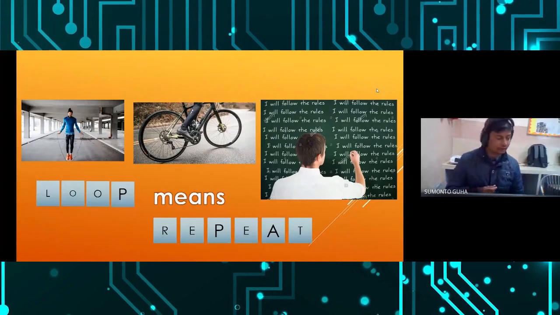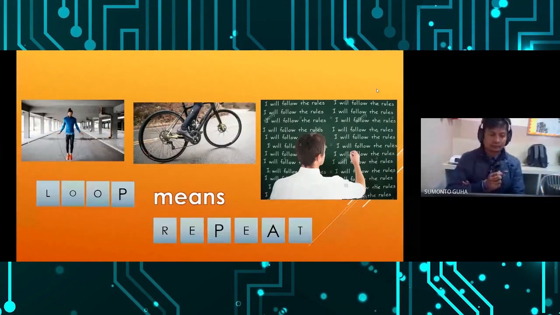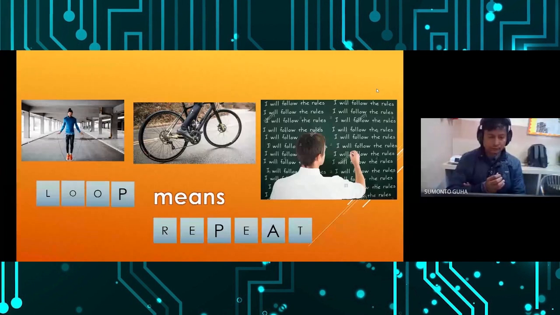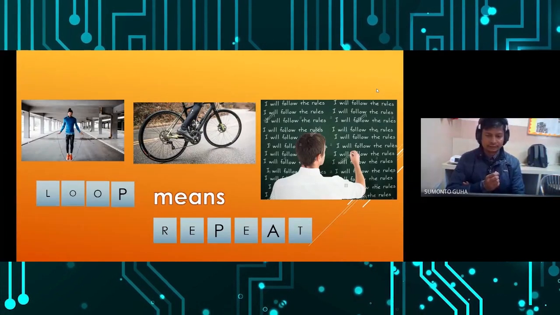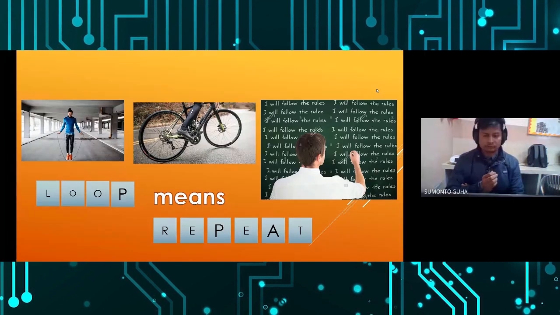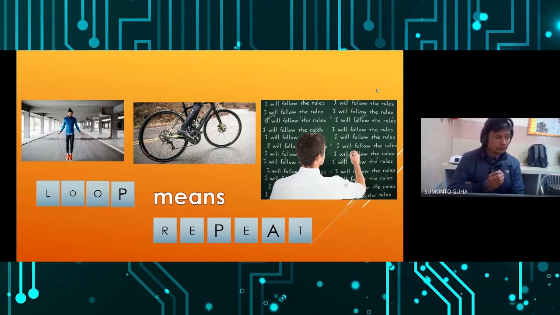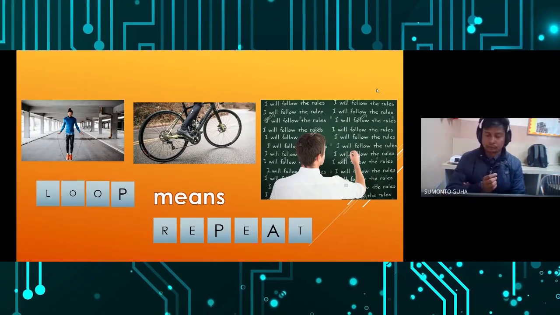So here in the first picture, the skipping, the person is continuing the same action again and again. He is repeating. And cycling also, the pedal is kept on repeating again and again. Then only the cycle will move forward. And at the last, it is very obvious that the person is also in a loop, writing the statement again and again. So it means loop means to repeat.